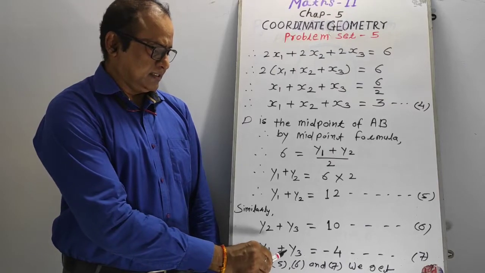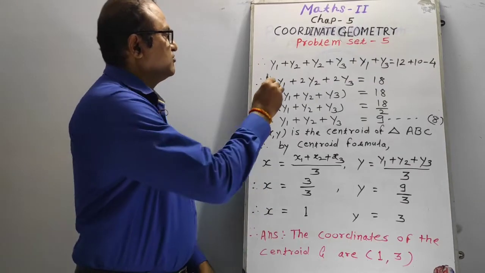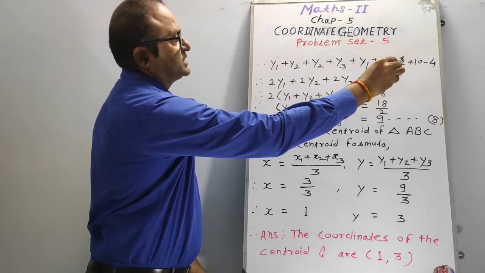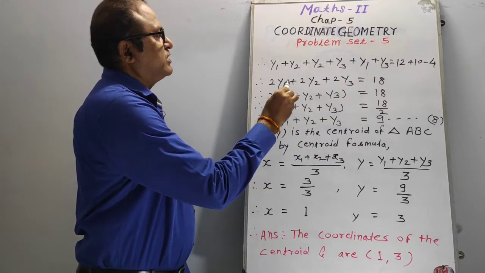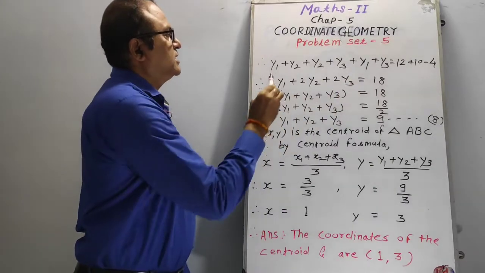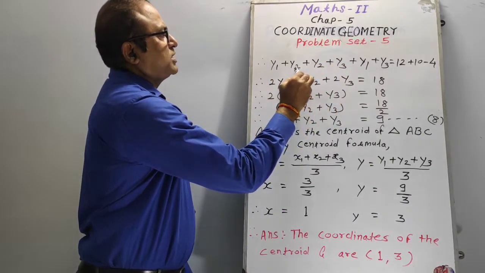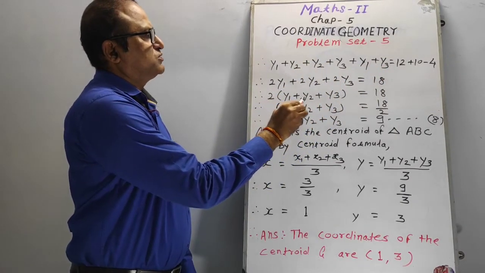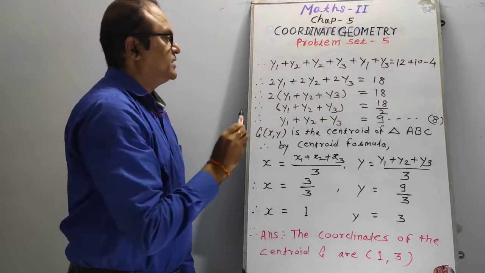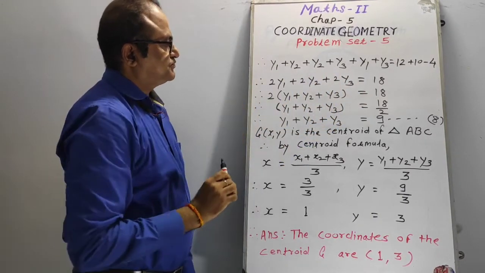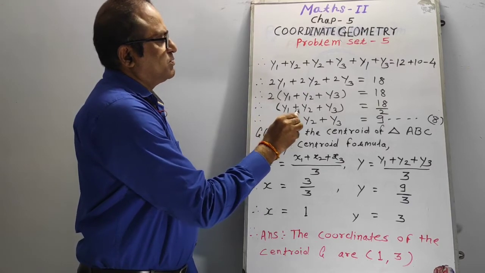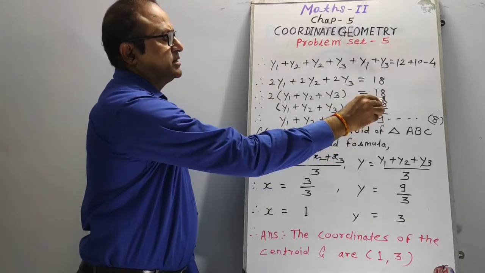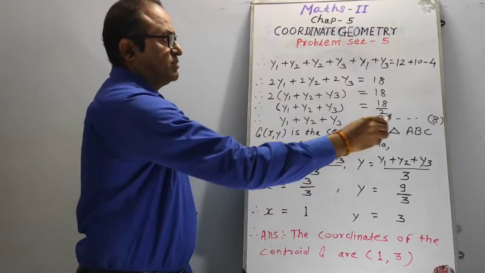Adding equations 5, 6 and 7, we get y1 plus y2 plus y2 plus y3 plus y1 plus y3 is equal to 12 plus 10 minus 4. Therefore, 2y1 plus 2y2 plus 2y3 is equal to 18. y1 plus y1 is 2y1, y2 plus y2 is 2y2, y3 plus y3 is 2y3. Therefore, 2 into (y1 plus y2 plus y3) is equal to 18. Taking 2 common, y1 plus y2 plus y3 is equal to 18 divided by 2, which is equal to 9. Equation number 8.